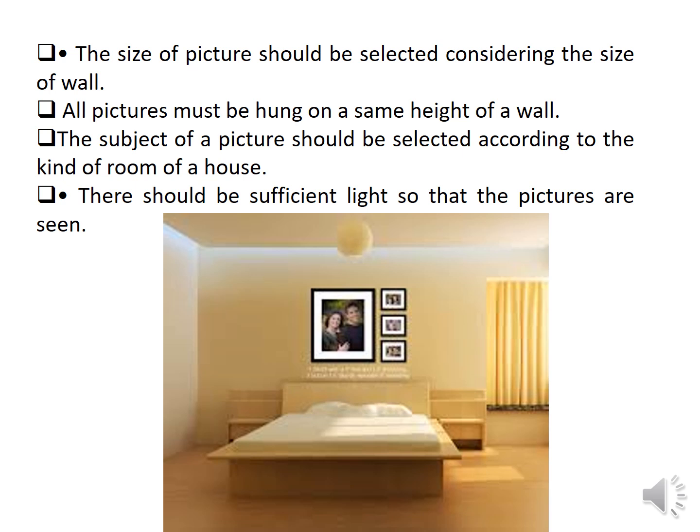But actually this picture should be hanged according to the kind of room of a house. That means in a big room you can put big pictures, but in a small room we do not put big pictures. And there must be some sufficient light so that the pictures are very much visible. And these things should be followed while we are hanging pictures.